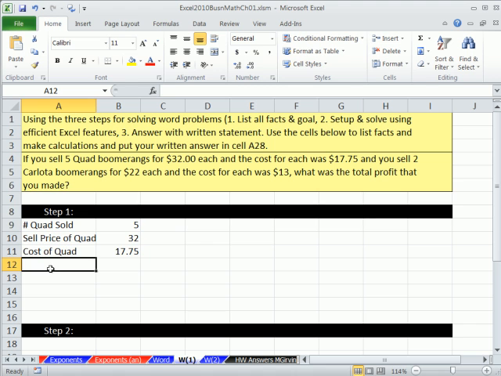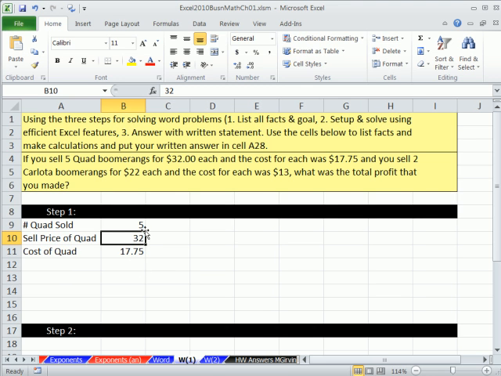All right, so we're always going to use cost. That means how much the business paid for it, right? Sell price will be how much we charge the customer, right? So we charge the customer $32, but we paid $17.75. So the difference between those will give us the profit, or the gross profit. All right, let's keep reading.